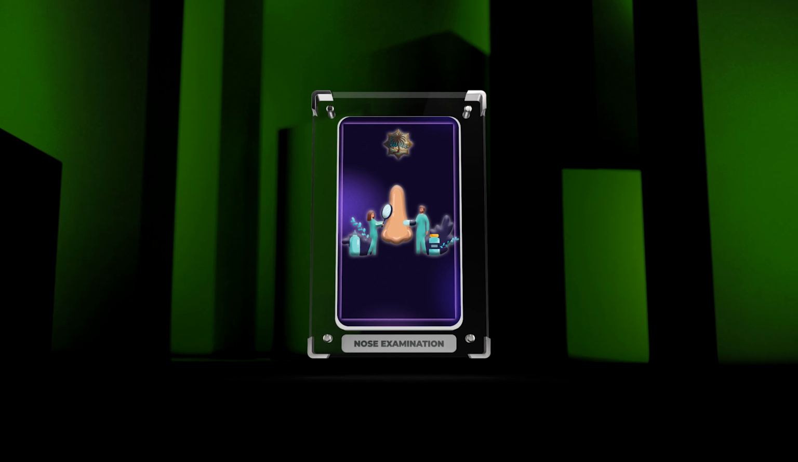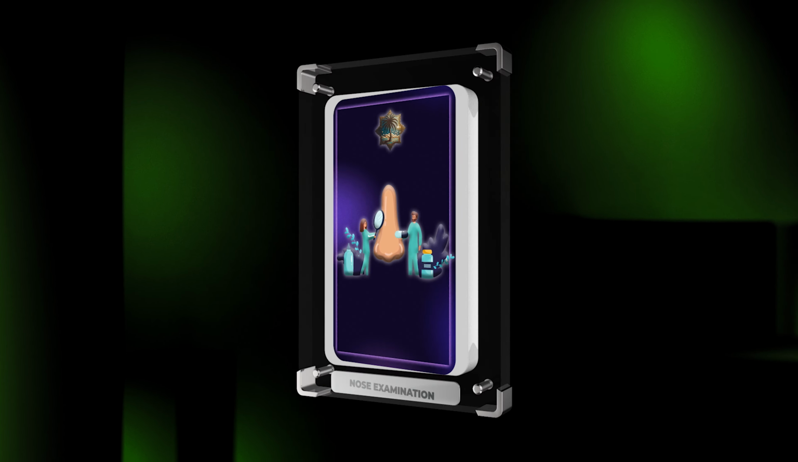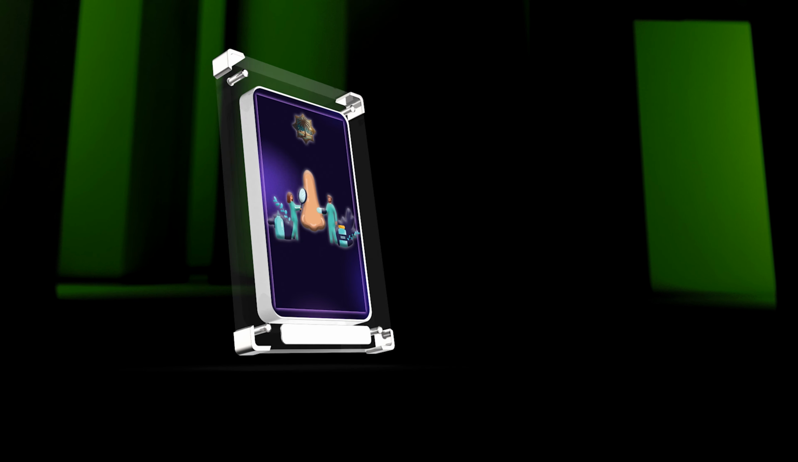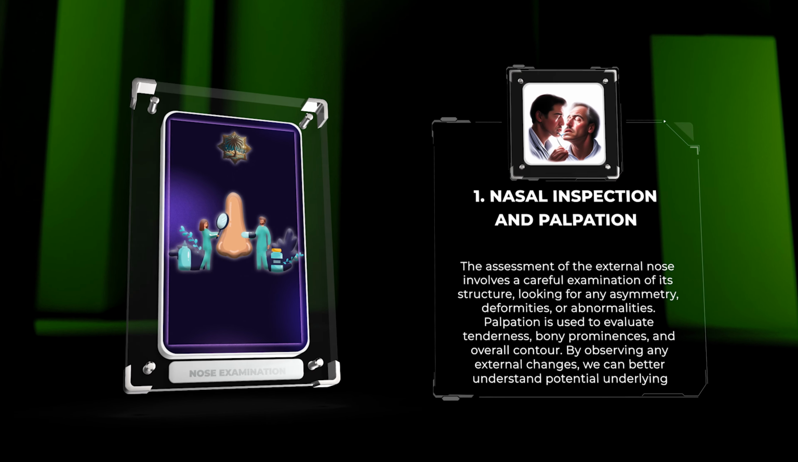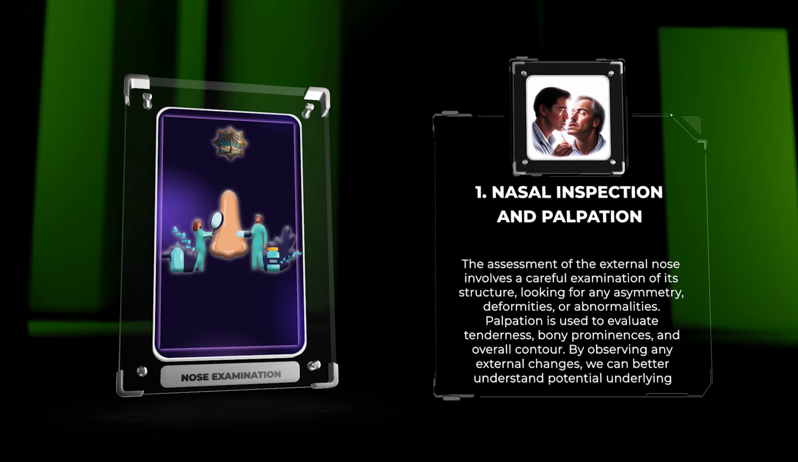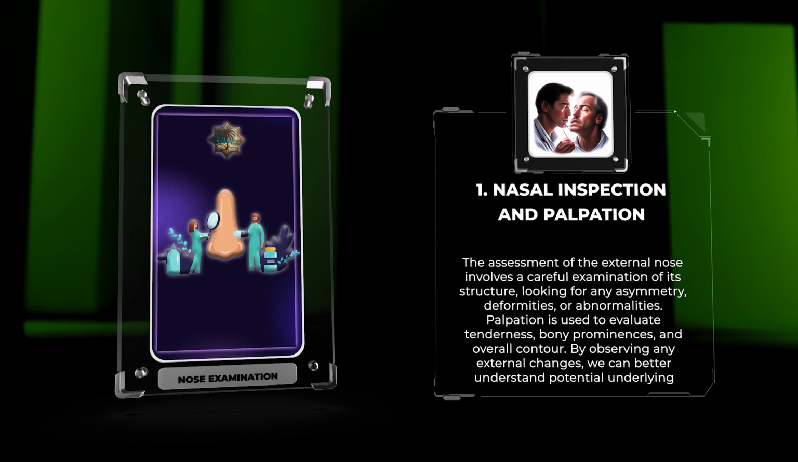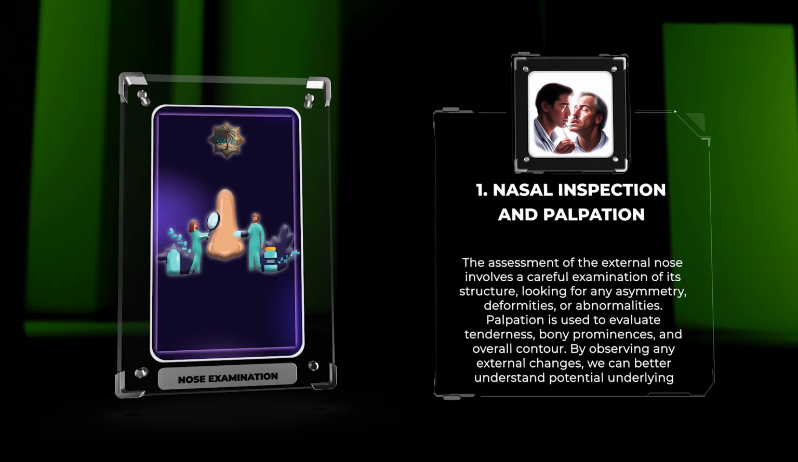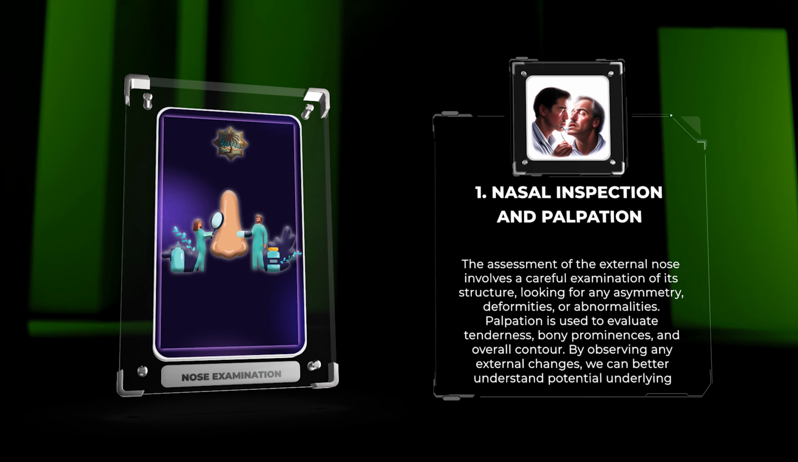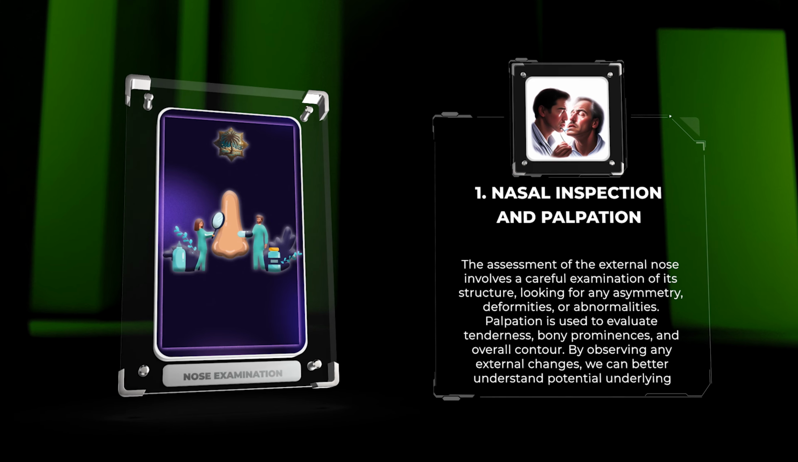Let's begin with our first topic, nasal inspection and palpation. The assessment of the external nose involves a careful examination of its structure, looking for any asymmetry, deformities, or abnormalities. Palpation is used to evaluate tenderness, bony prominences, and overall contour. By observing any external changes, we can better understand potential underlying conditions affecting the nasal passages.